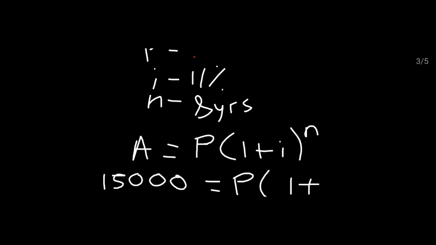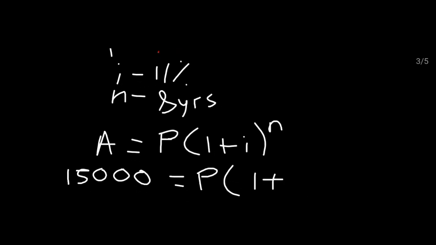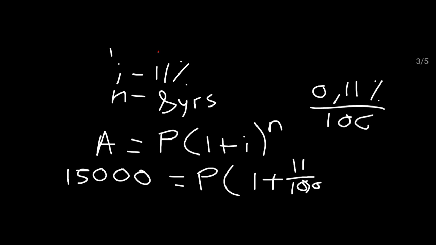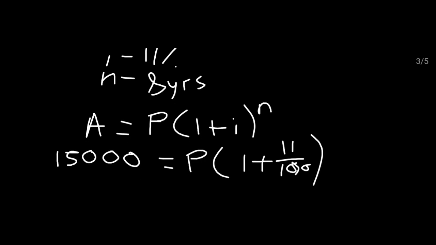Then times 1 plus, my interest is 11%, so we convert it to decimal. Remember, you're not always going to be given a percentage, but it can be given in decimal, like maybe 0.11. Then you convert before we enter the formula, or we convert while doing the formula. Then you close the bracket, the number of years is 8 years.